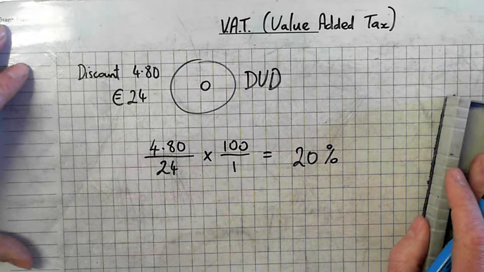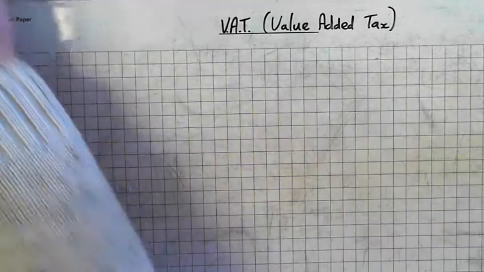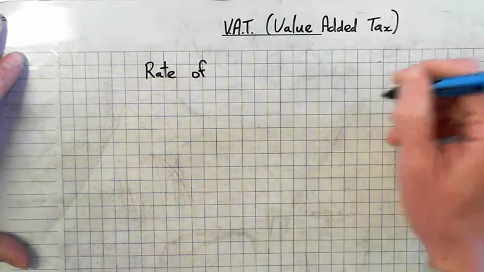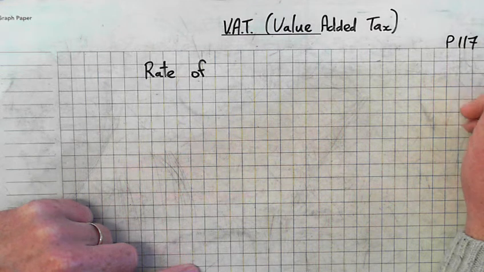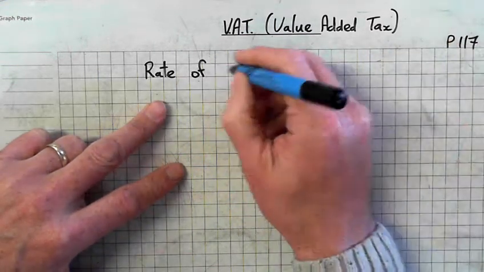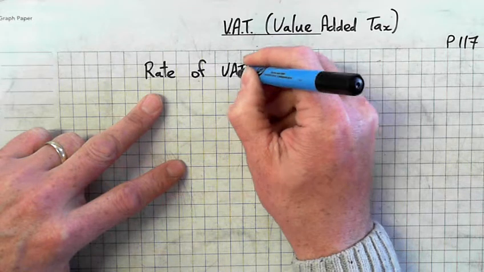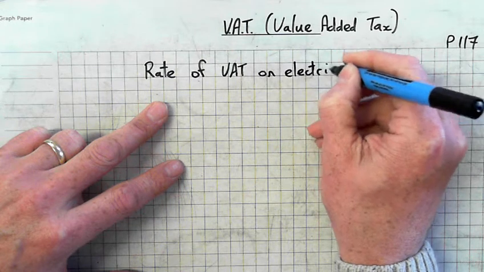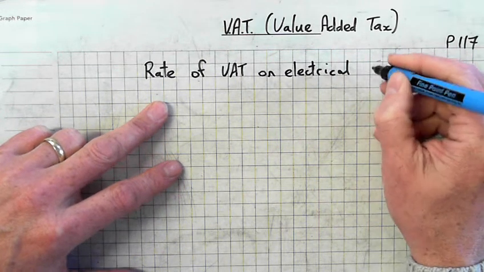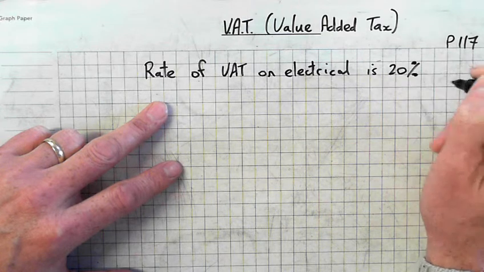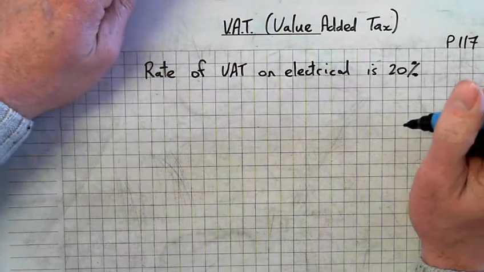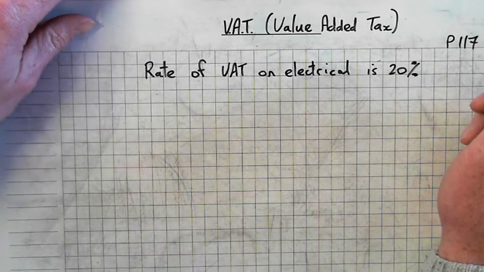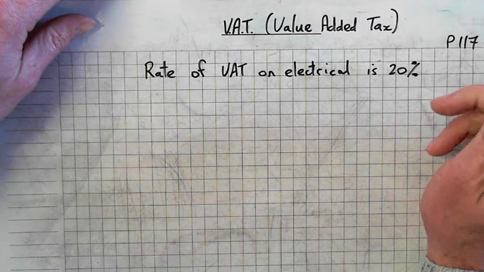Right, page 117. Okay, so this is on page 117 now. The rate of VAT on electrical goods. Remember, VAT is tax, value added tax. On electrical goods is 20%. So you're adding on 20% before you sell it. Find the selling price of a washing machine priced at $650 plus VAT.